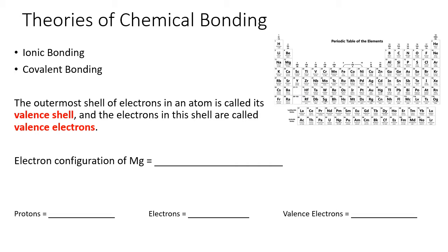So it's important to be able to determine how many valence electrons a specific atom has, what valence shell those electrons live in, and how we did that is we wrote electron configurations. So looking at the periodic table, we could quickly determine what the electron configuration of something was. So let's practice writing it for magnesium.